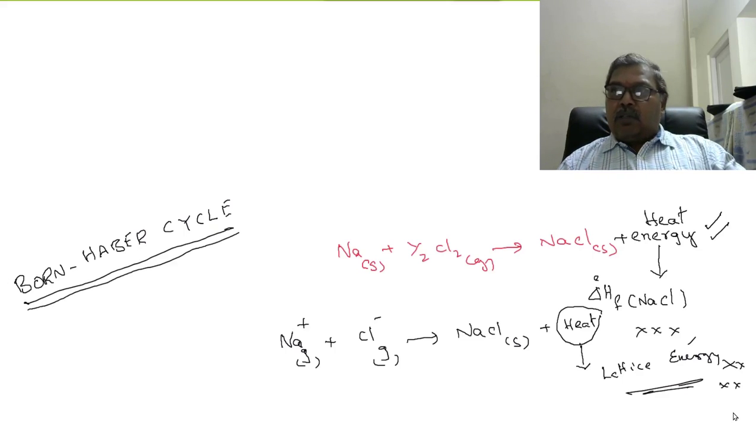So, I think you understood the importance of lattice energy of ionic crystals. If you determine lattice energies of ionic crystals, you can compare the stability of ionic crystals. You can compare the melting point and boiling point values of ionic crystals. It is the most important application of lattice energy. And lattice energies of ionic crystals can be determined by using the Born-Haber cycle.